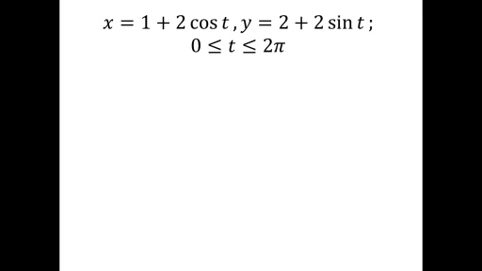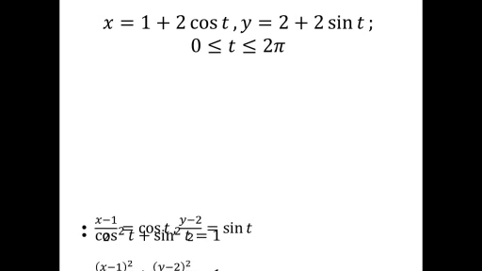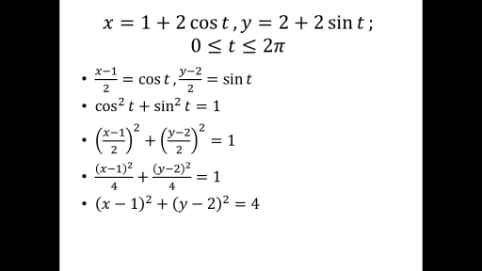Alright, so let's say I have this function and I want to turn it into rectangular. What I want to do is try to get the t's by itself. Okay, so the easiest way actually to do this is not to get the t's by itself, but to get the trig functions by themselves, so the cosine t and the sine t by themselves.